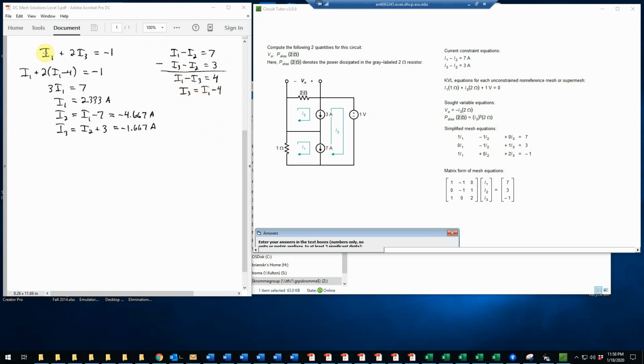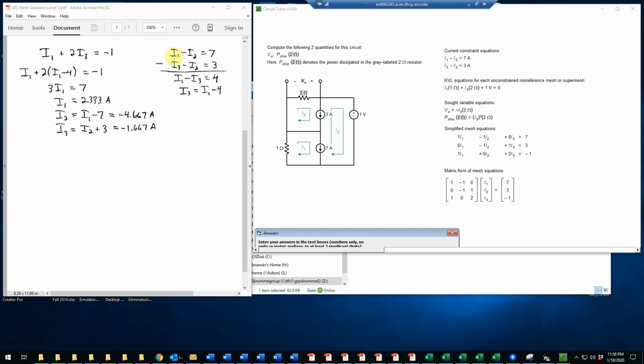So now we have I1 plus 2 I3, and we replace I3 by I1 minus 4, and that's equal to the negative 1. Then collecting terms here, we have I1 plus 2 I1 is just 3 I1, and then here we have a negative 8, which we add 8, therefore, to both sides, and adding 8 to negative 1 will give us 7. And then we just divide by 3, so I1 then will be equal to 2 and a third, or 2.333. And we carry out 4 decimal places there just to make sure that we don't have round-off problems.